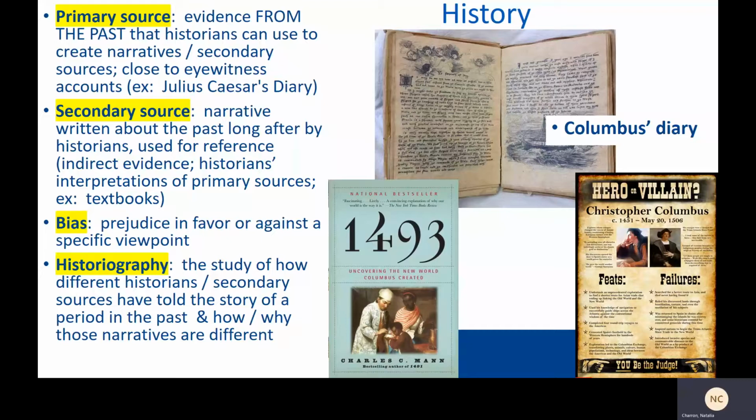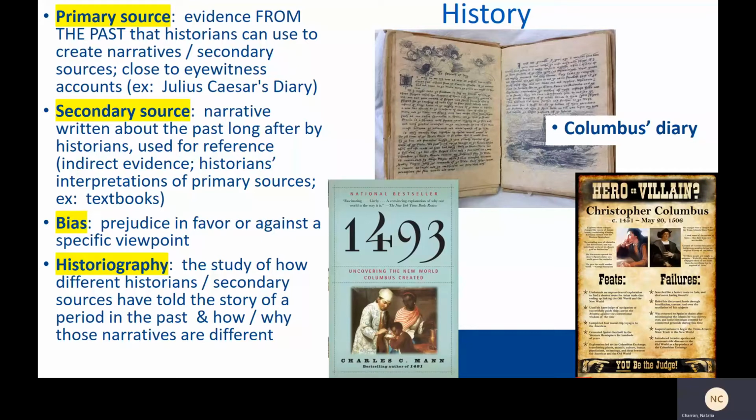So historiography studies those differences, like what do we know about this time in the past? And how have different people told that story? And how does that affect what we actually know about this time in the past?